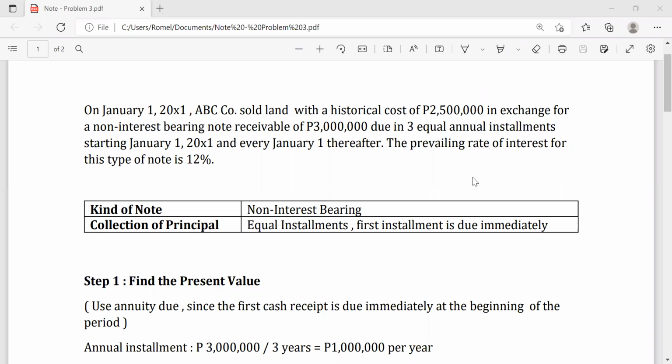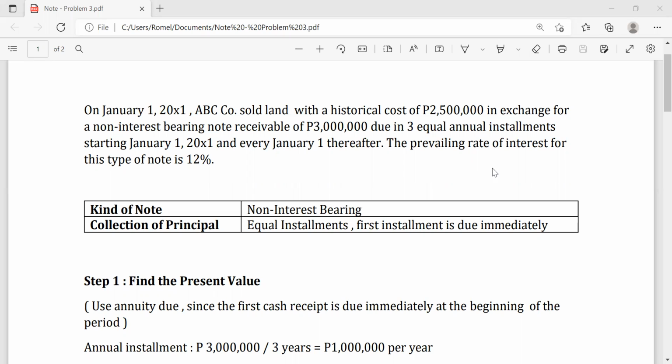2,500,000 pesos in exchange for a non-interest bearing note receivable of 3 million pesos due in 3 equal annual installments starting January 1, 20X1 and every January 1 thereafter. The prevailing rate of interest for this kind of note is 12%.